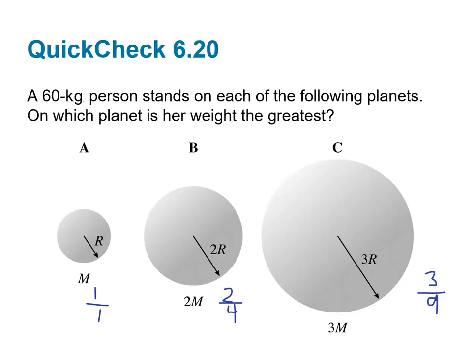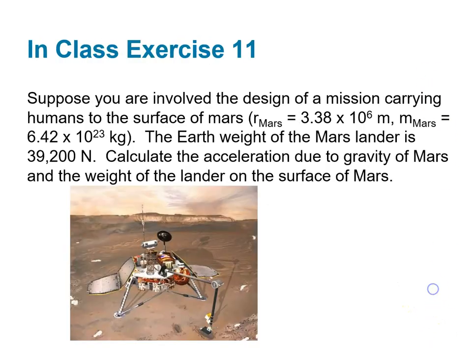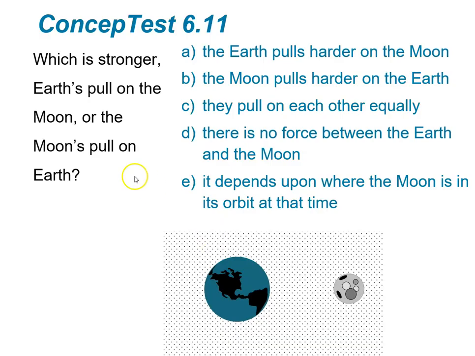So the answer is A. Her weight would be the greatest on planet A. The next question says, which is stronger, the Earth's pull on the moon or the moon's pull on the Earth?